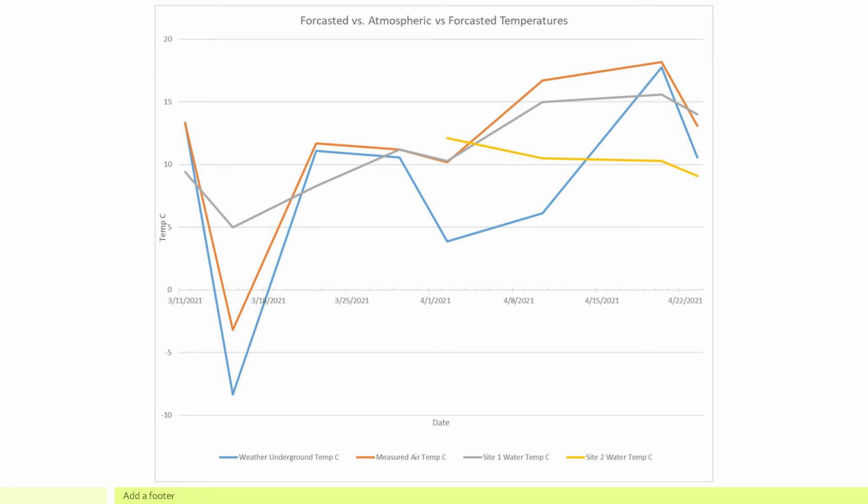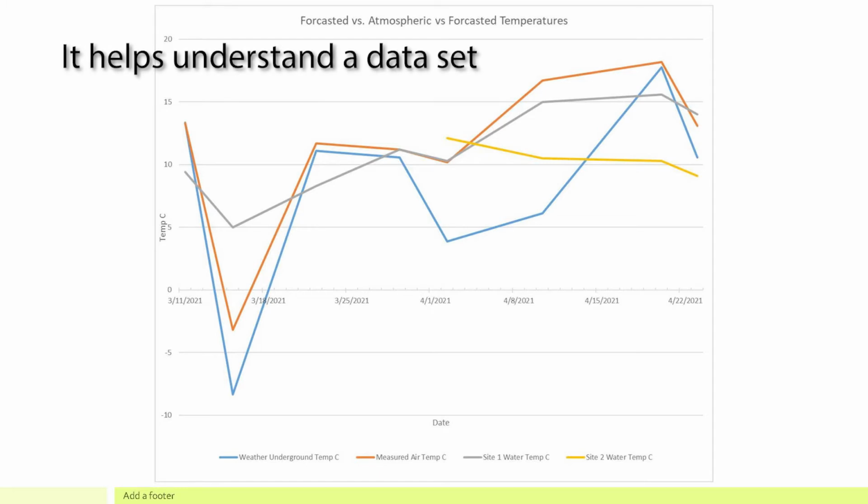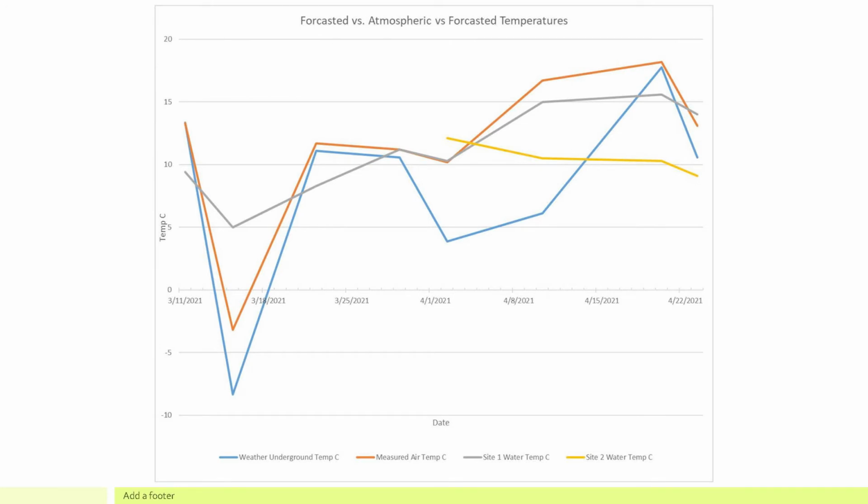The maximum forecasted air temperature was 17.78 degrees Celsius. The minimum was negative 8.33. And the average forecasted temperature was 8.13 degrees Celsius. The maximum atmospheric on-site temperature measured was 18.2 degrees Celsius. The minimum was negative 3.2 degrees Celsius, and the average was 11.4 degrees Celsius.